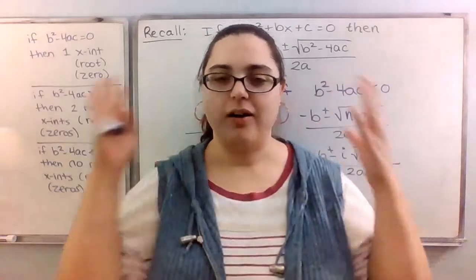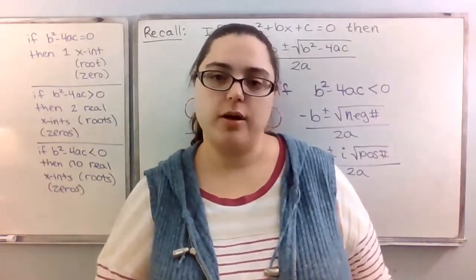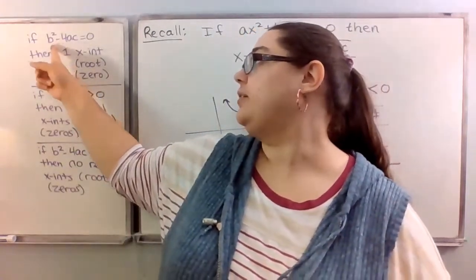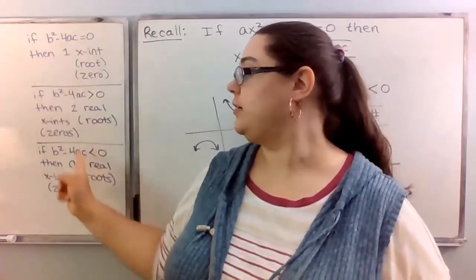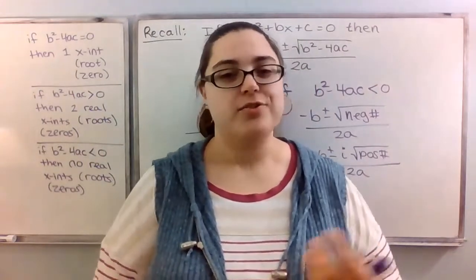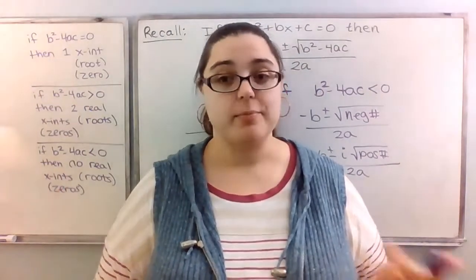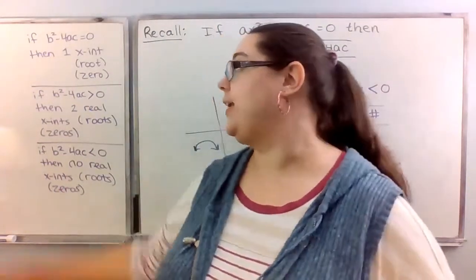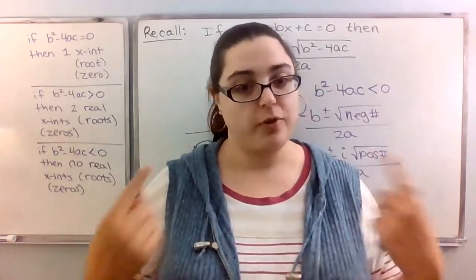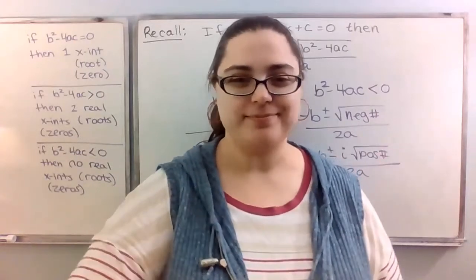So all of this seems to indicate that if I want to know information about the x-intercepts of a quadratic, if I know the sign of b squared minus 4ac, that will tell me information about the quadratic. So that is what we call the discriminant. So the discriminant is b squared minus 4ac, and it will tell us all of this helpful information. So I'm going to wrap that up formally with the definition of the discriminant, and then we're going to do an example.